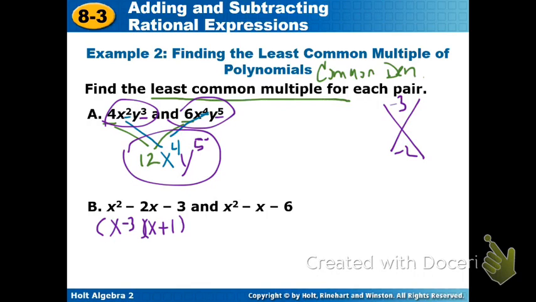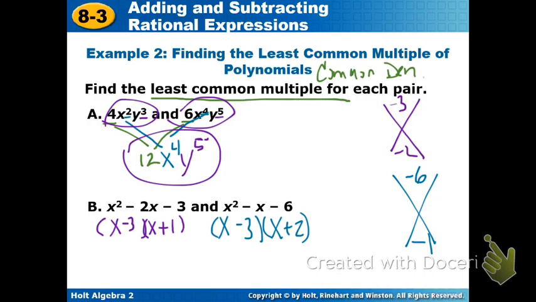Okay, what can we do with the x squared minus x minus 6? We do the x again. So nothing new. We've been doing this. So we have the negative 6 and a negative 1. So what would that factor into? Negative 3, positive 2. Yeah, I think so. I would agree with that.